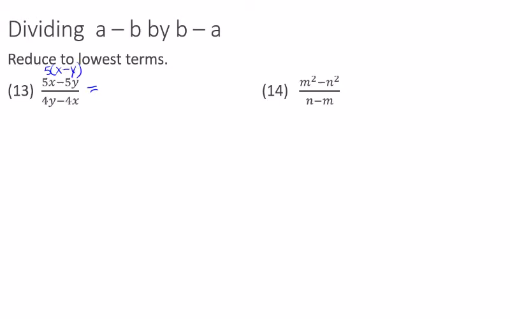So I factor out a 5, and then I have x minus y left, right? On the bottom, I factor out a 4, and I have y minus x left. So x minus y, y minus x, they're similar, but are they the same? If it was x plus y and y plus x, that would be the same, right? Because the commutative property works with addition. But it's not the same with subtraction, right? There's no commutative property of subtraction. 3 minus 2 is not exactly the same as 2 minus 3, right?